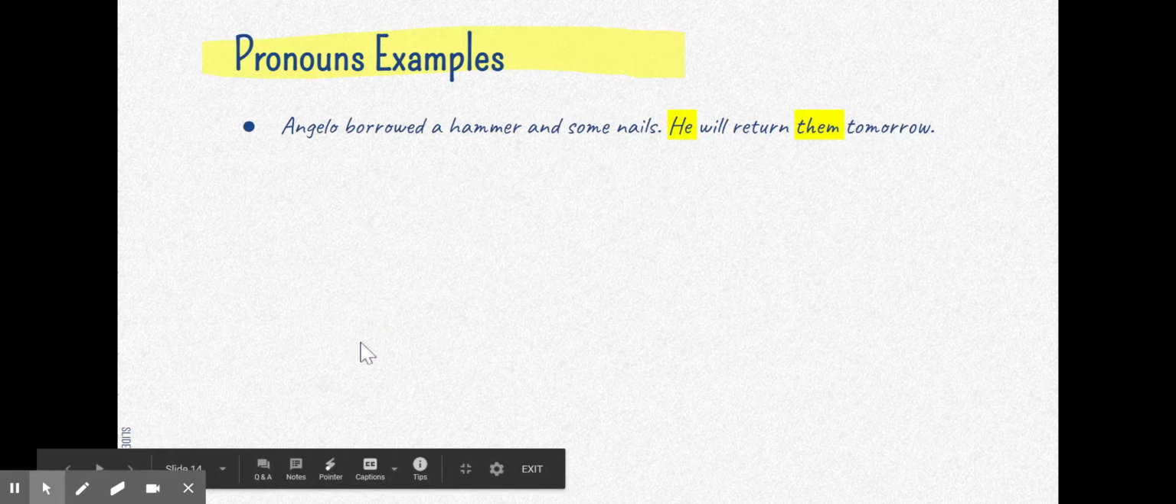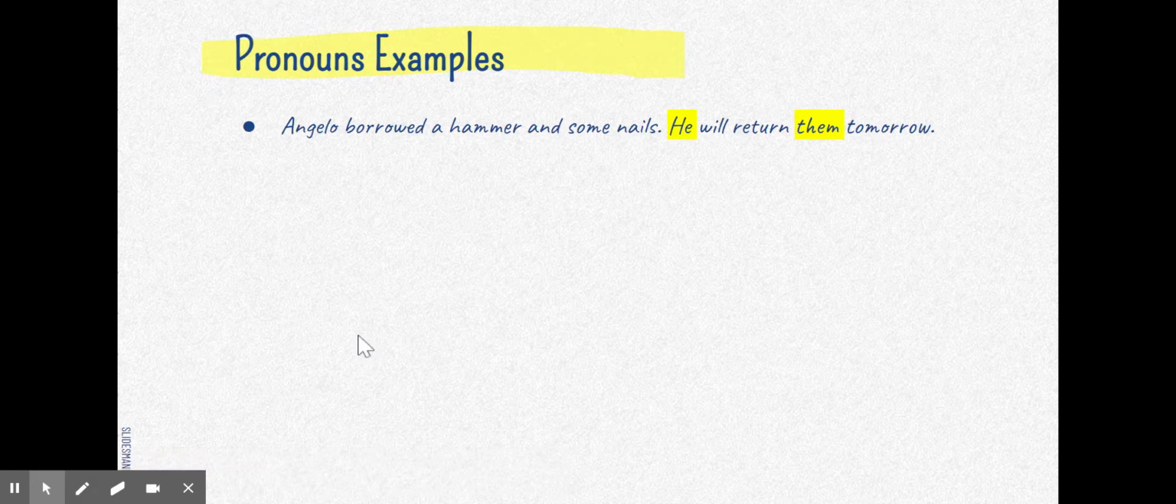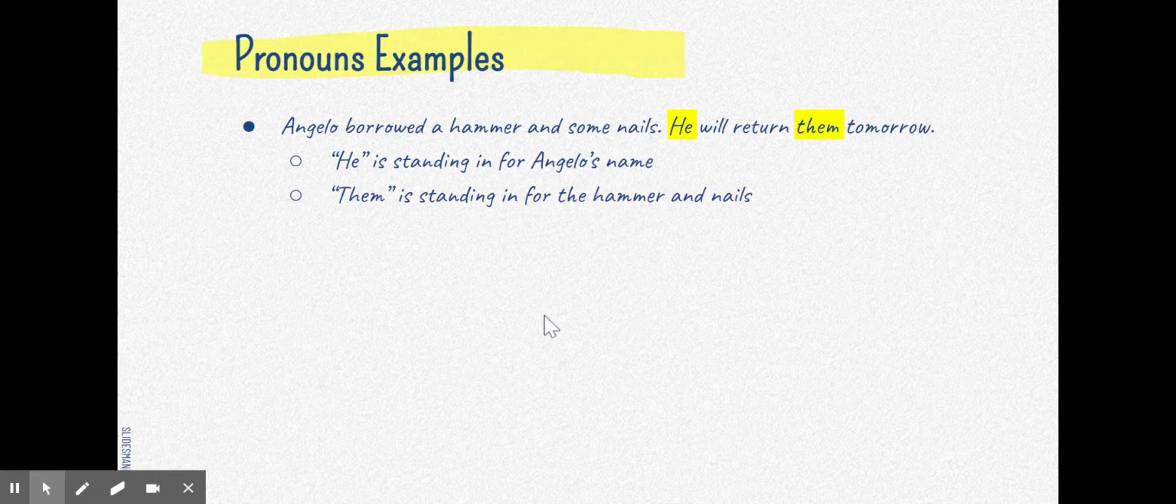In this sentence, Angelo borrowed a hammer and some nails. He will return them tomorrow. We have two pronouns. The first pronoun is he, which is a pronoun because it's standing in for Angelo's name. The second pronoun we have is them, which is standing in for the hammer and nails, right? Without pronouns, the sentence might say, Angelo borrowed a hammer and some nails. Angelo will return the hammer and the nails tomorrow, right? He is replacing Angelo. Them is replacing the hammer and the nails.